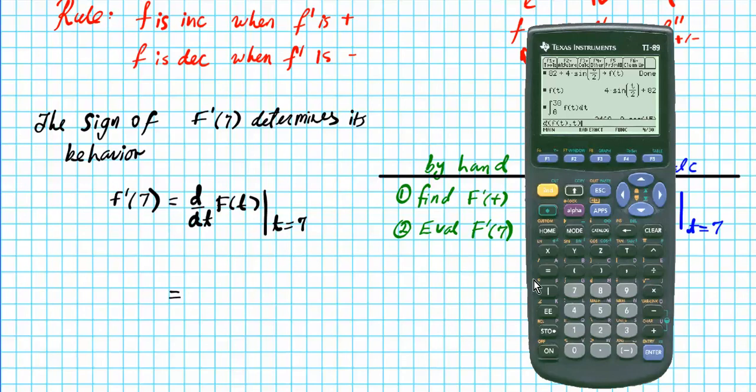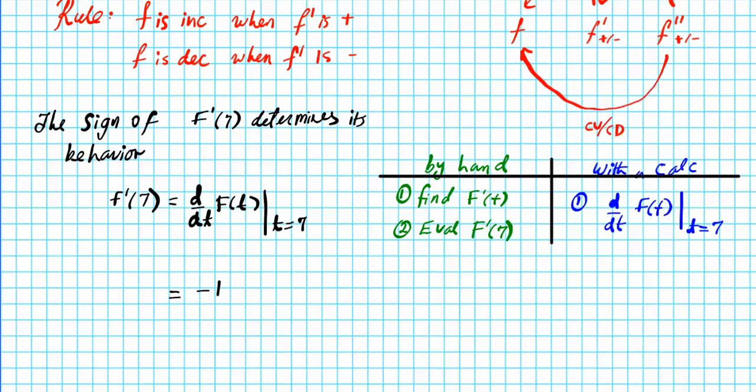But we're looking for the derivative at a particular value. So we're going to evaluate, using the bar right here underneath the equal sign, at t equals 7. Then we enter, and that's the exact answer. We're looking for numerical results, so diamond enter. Okay, negative 1.8729.